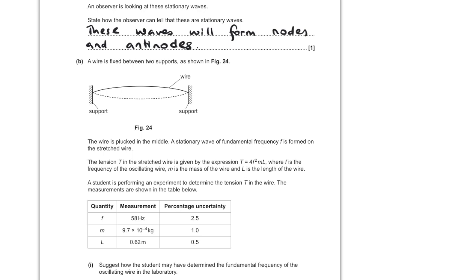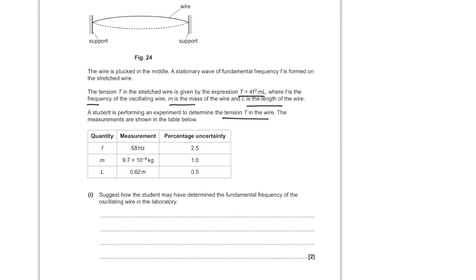The tension in the stretched wire is given by the expression T equals 4f squared mL, where f is the frequency of the oscillating wire, m is the mass of the wire, and L is the length of the wire. A student is performing an experiment to determine the tension in the wire. He measures the following quantities like so, and for the first part we are to suggest how the student may have determined the fundamental frequency of the oscillating wire in a lab.